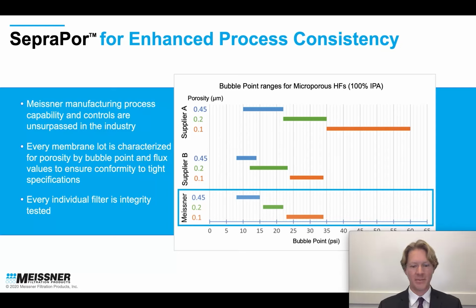Currently, Supplier B's filters are used extensively in pharma, so SepraPor has bubble point ranges that overlap with Supplier B's for each porosity. This means that if you're looking for a replacement or a second source for your currently used Supplier B filters, SepraPor is a like-for-like solution.